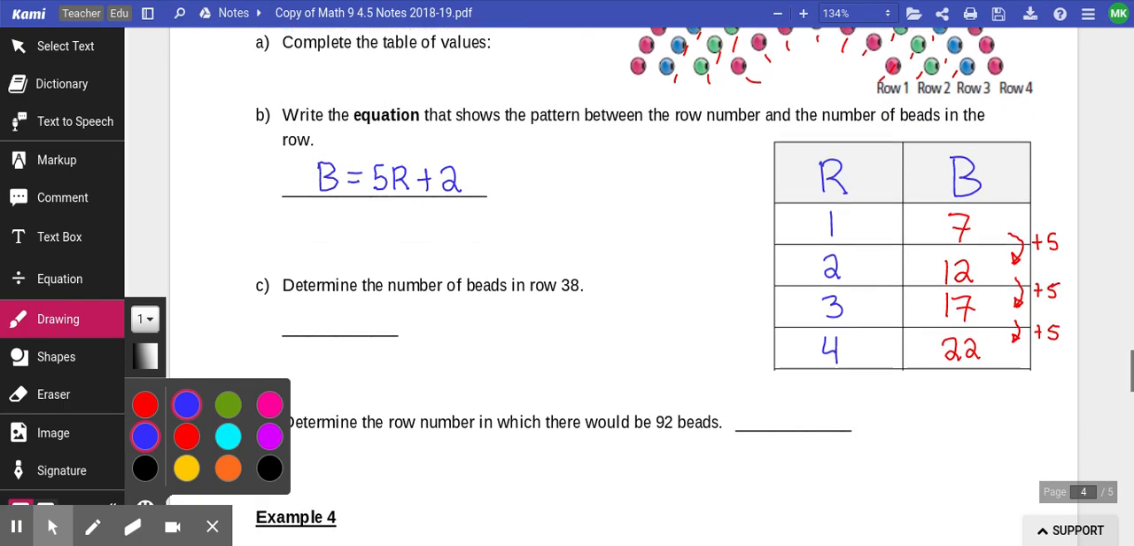So question C says, determine the number of beads in row 38. In any problem, they will give you one letter, ask for the other. They said row 38. That means R equals 38. You'll also notice somewhere in the question it'll ask for the other thing. So it said determine the number of beads. That means what is B?